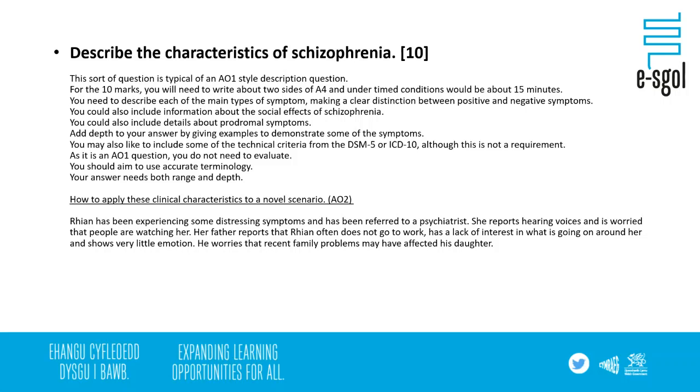We can add depth to your answer by giving examples to demonstrate some of the symptoms. So things like going into detail and talking about the different types of delusion: delusion of grandiosity, delusions of persecution, but also looking at formication and waxy flexibility, and all of those different areas that just allow a little bit more detail for the symptoms.